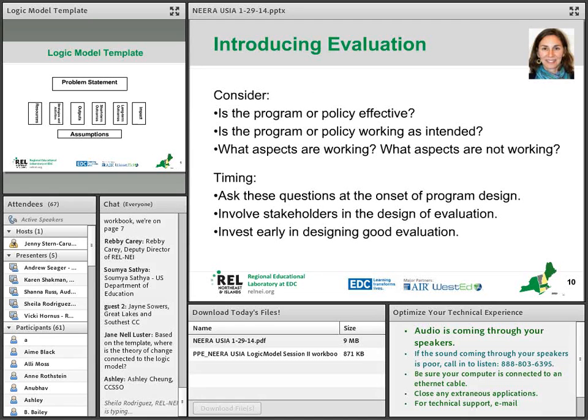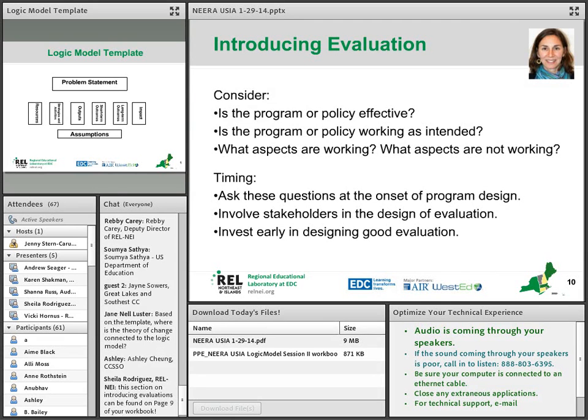When we think more specifically about the types of questions that an evaluation asks, they are questions about the effectiveness of our program and policy, whether or not it's working as intended, is it being implemented as we had initially intended, and more specifically, what aspects of our program are working and what aspects may not be working, or not working to the extent that we had anticipated.